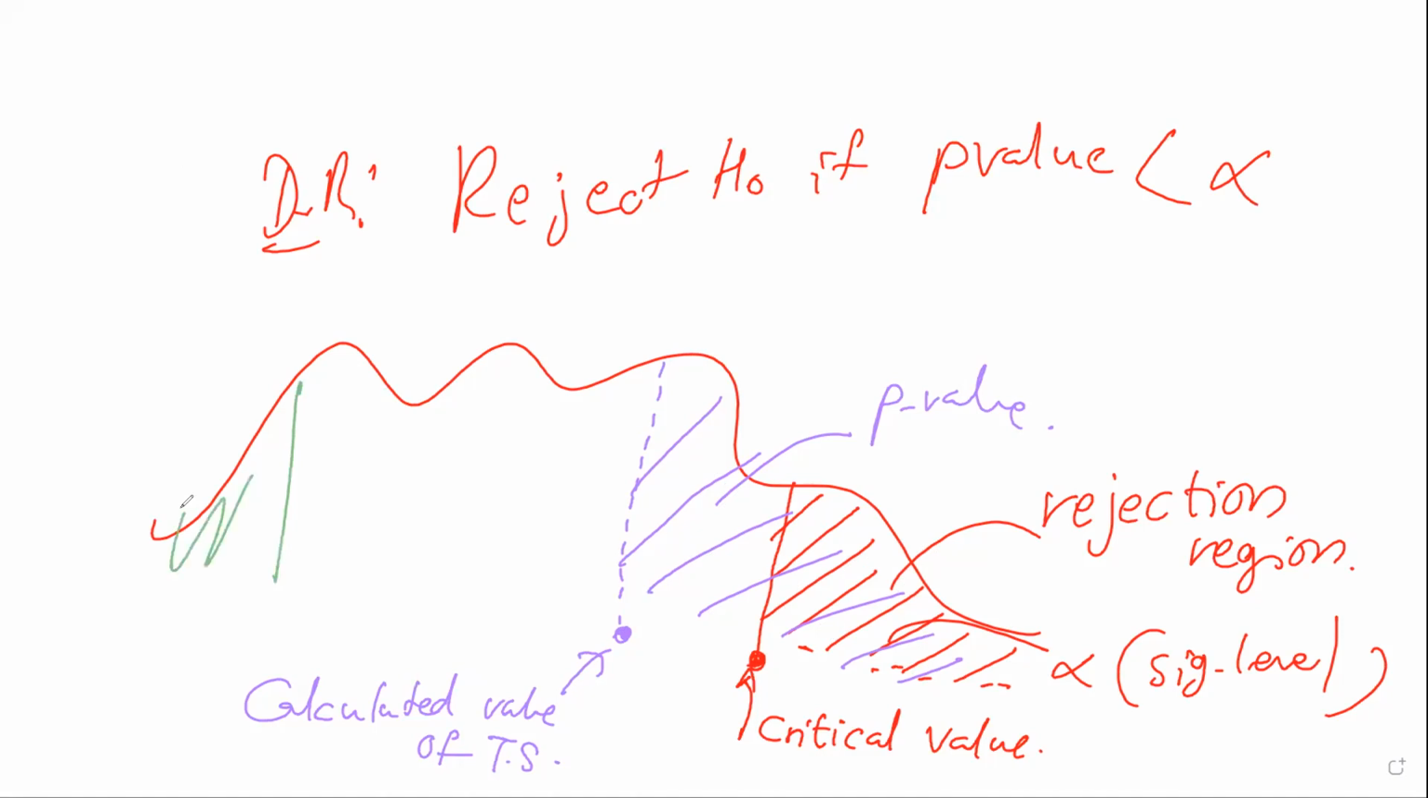Even in the other case, let's say this is our rejection region, right? Let's say your calculated value is somewhere here. So this is going to be the p-value. Still, even if it is in the other end, if p-value is less than alpha, alpha is this entire region, p is this entire region. If p is less than alpha, you're going to reject H0, right? So that is what they say.